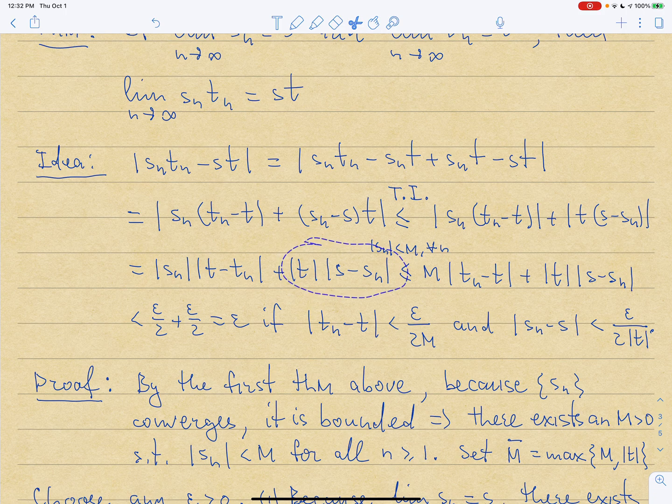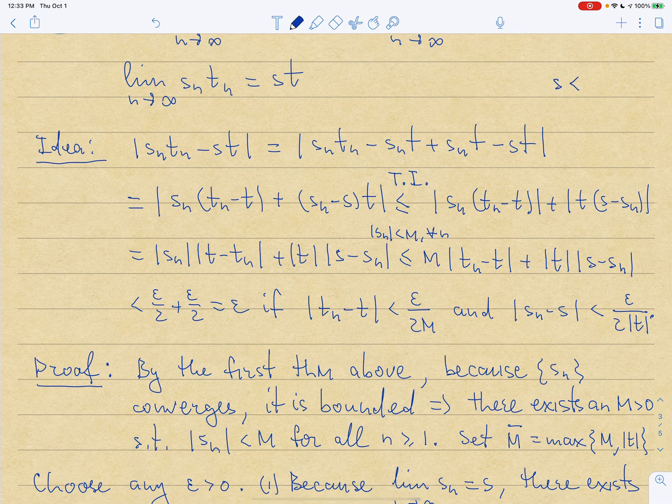But before getting there, I recall that Sn is a convergent sequence. And because it is a convergent sequence, that means its absolute value must be bounded by some number. So before, we were saying that a set is bounded if every element S of the set is less than capital M and bigger than small m.